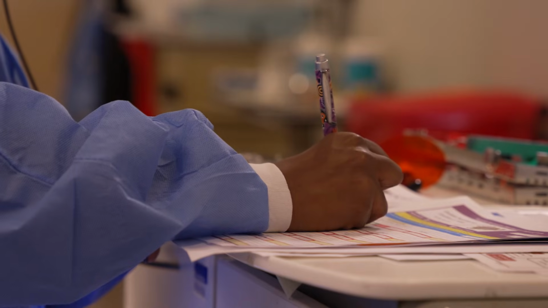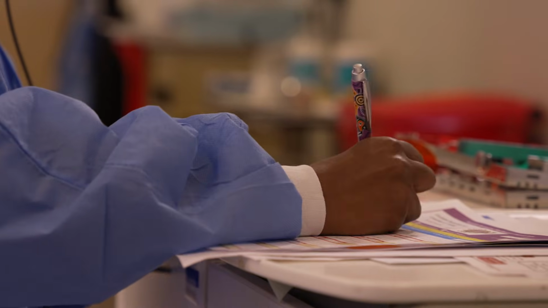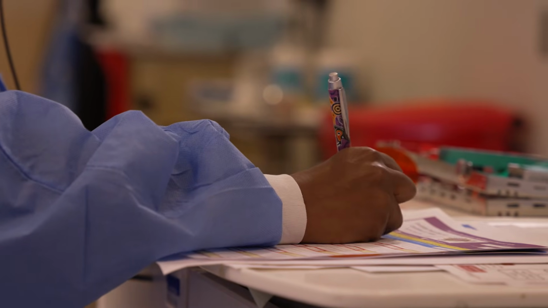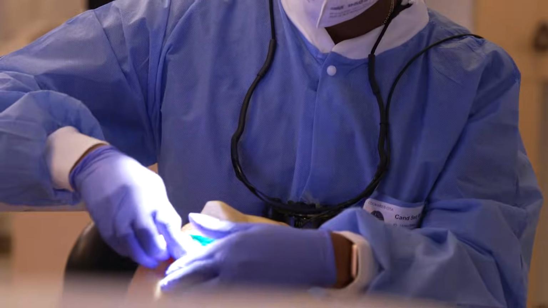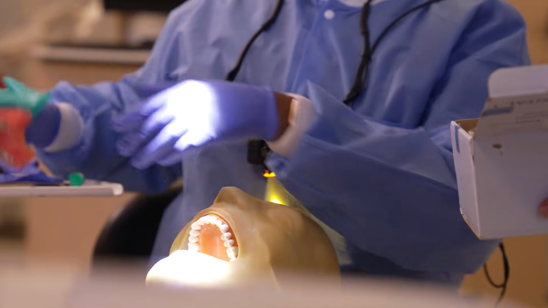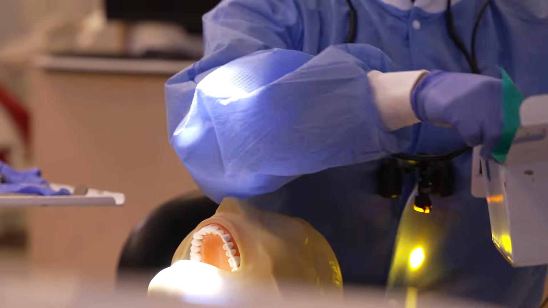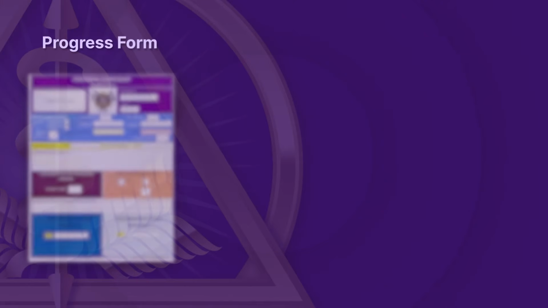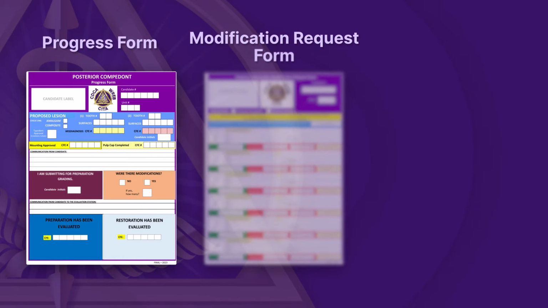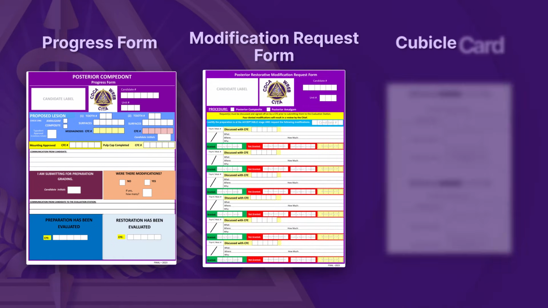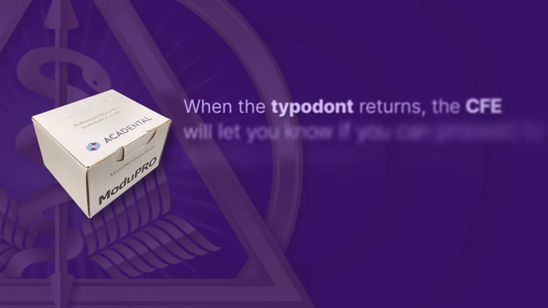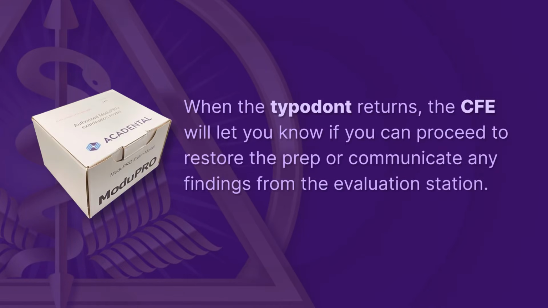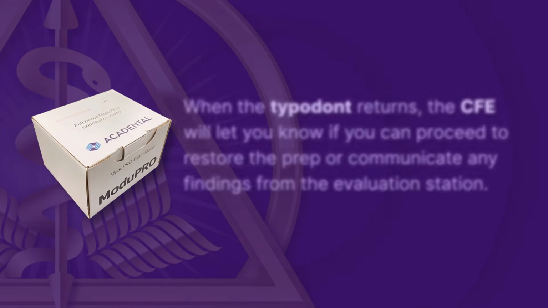Initial your progress form, indicating you are ready for a preparation evaluation, and note whether any modifications were requested and how many. Put the arch in the typodont box with the rubber dam in place. Along with your typodont box, you will also send the progress form, modification request form if you had one, and the cubicle card. When the typodont returns, the CFE will let you know if you can proceed to restore the prep or communicate any findings from the evaluation station.